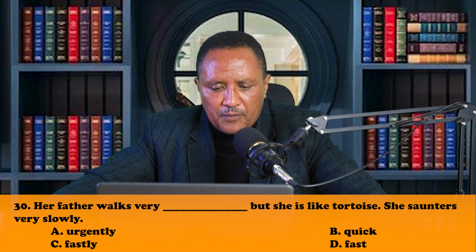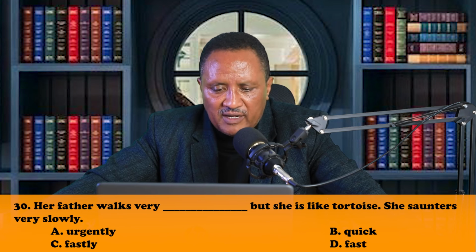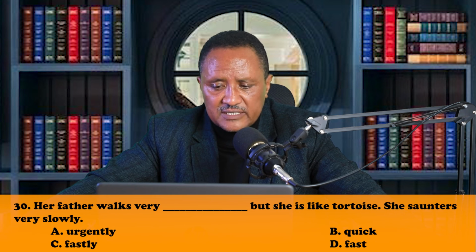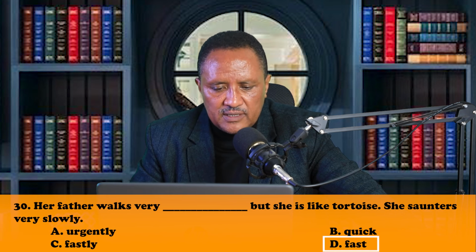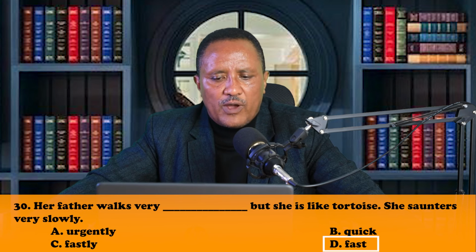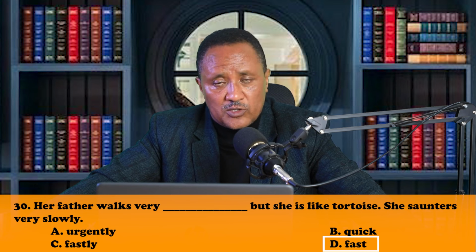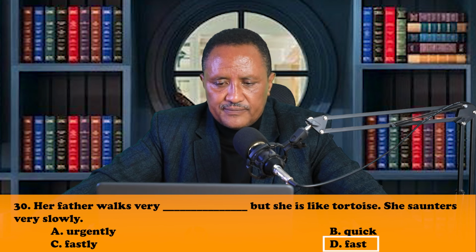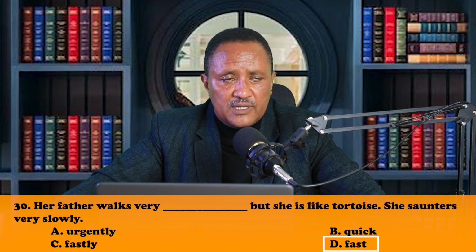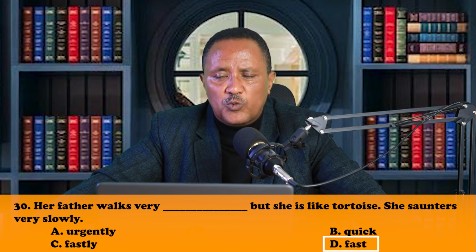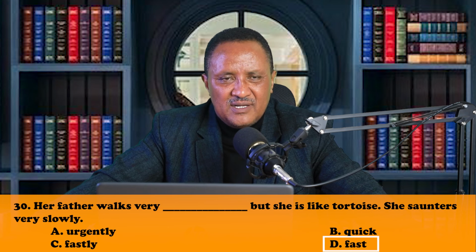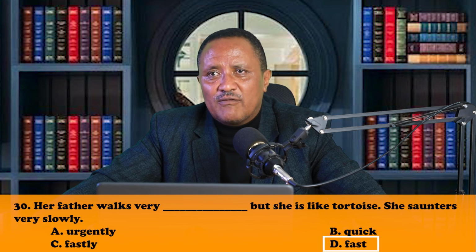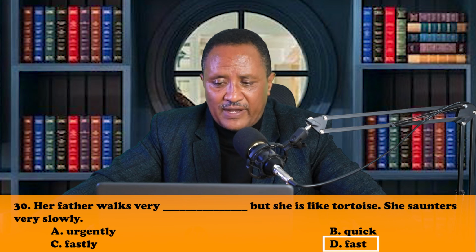So what could be an appropriate choice to be filled in the blank space and then make the sentence more sensible? The correct choice is fast. In this sentence, we are comparing the walking speeds of two individuals, as I told you earlier, the father and the daughter. The word that best fits to describe someone who walks quickly in this context is fast. Fast. So whenever someone is walking quickly, its equivalent adverb is fast.